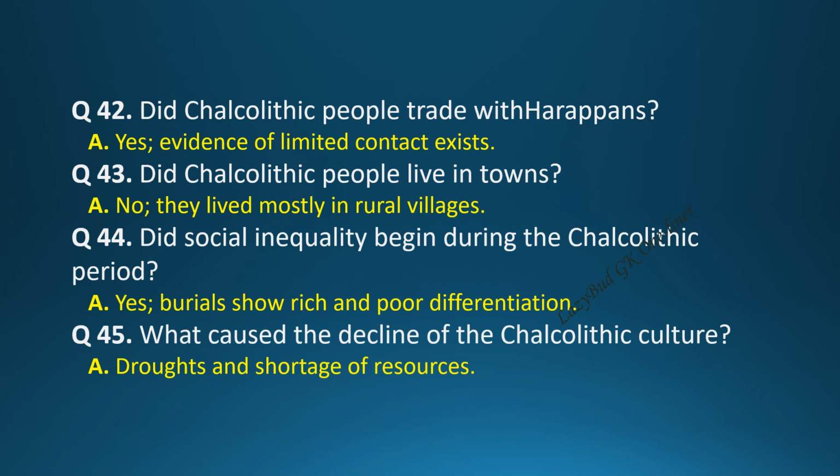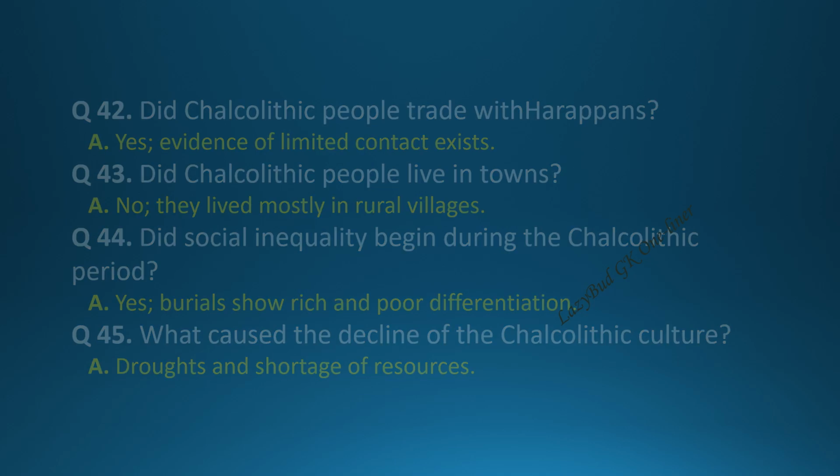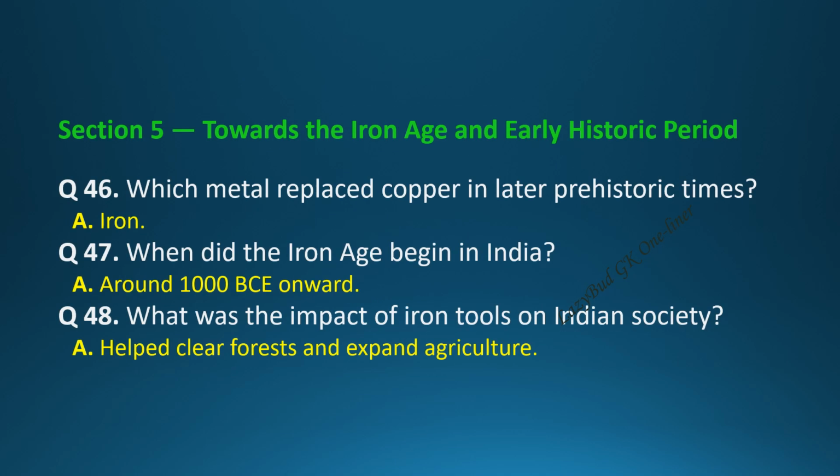Question 45. What caused the decline of the Chalcolithic culture? Answer: droughts and shortage of resources. Section 5, Towards the Iron Age and Early Historic Period.